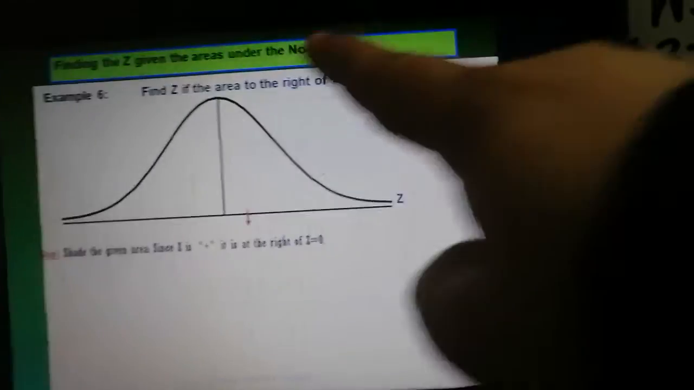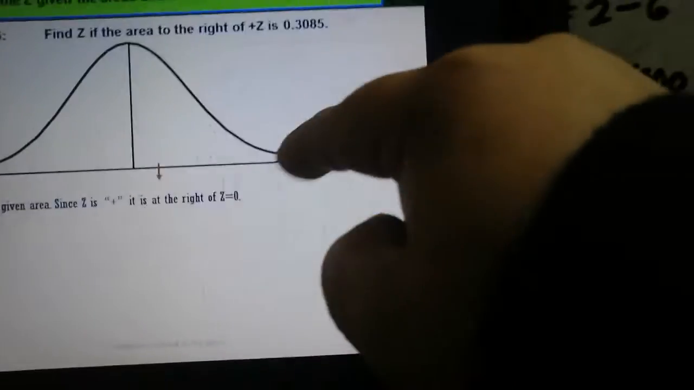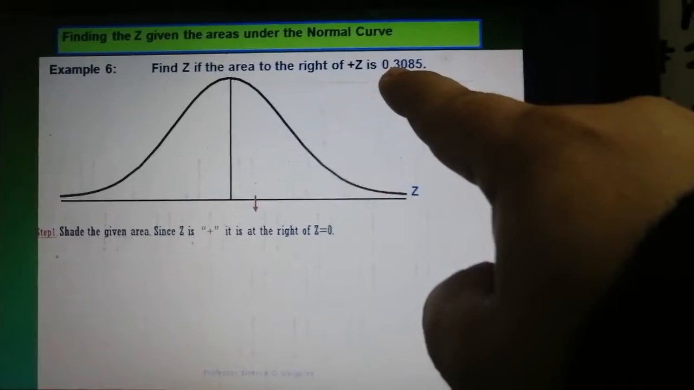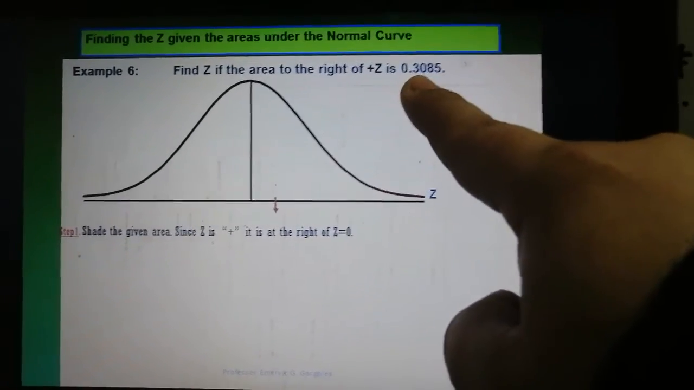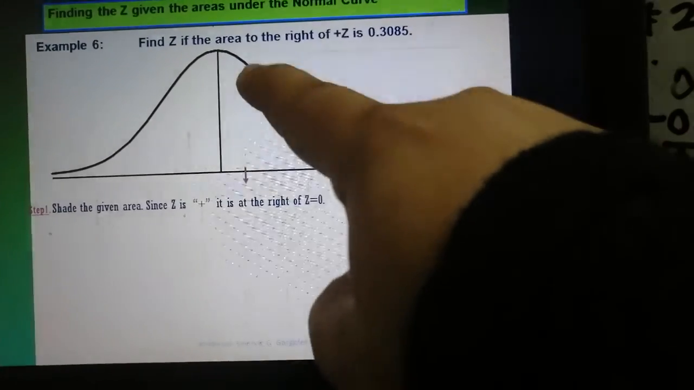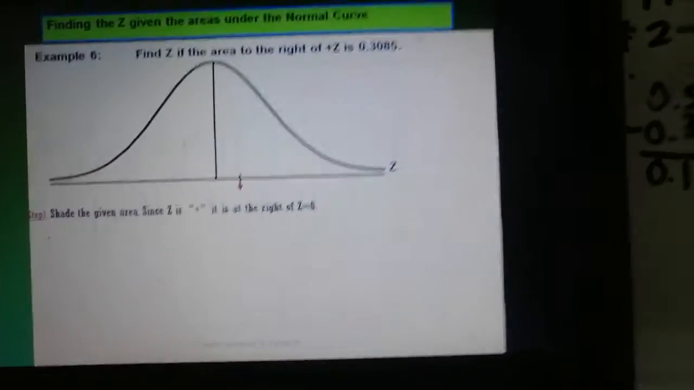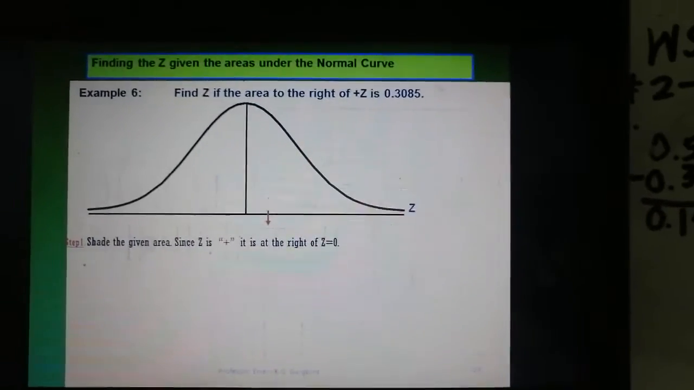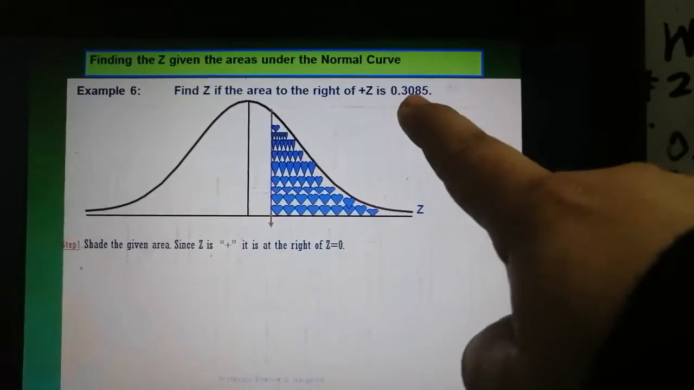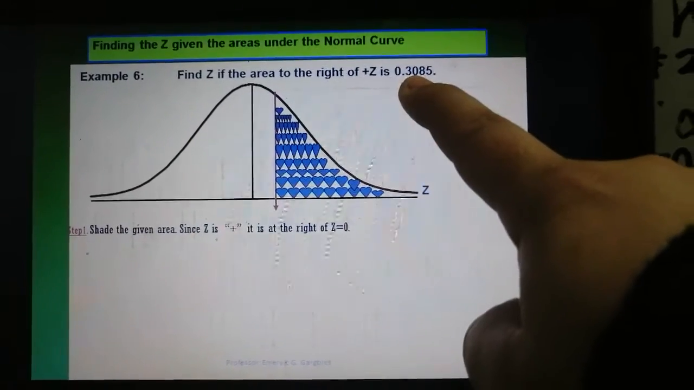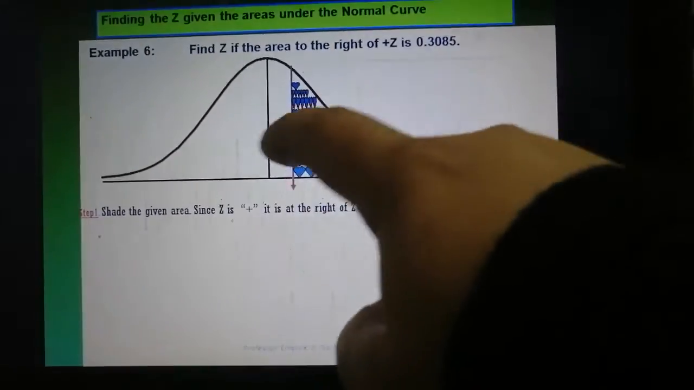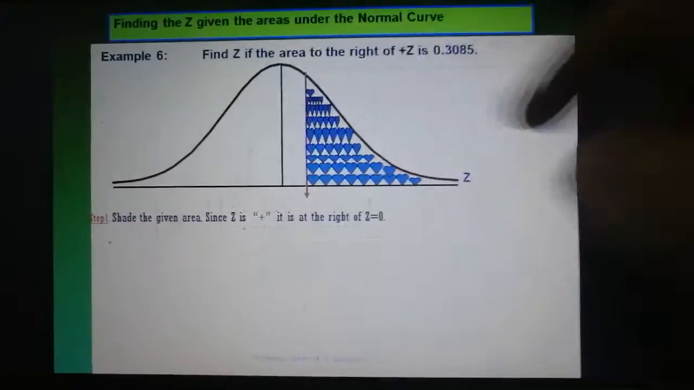Right or left side? In the problem it says right, so you begin shading from the right tail. Question: look at the area. Will this cover half of the distribution or not? Not. So you will end up at this point, maybe at this point. So you have an area from the right which does not cover more than half of the distribution. This doesn't reach 0.5, so you do not expect to cross over the mean to the left.